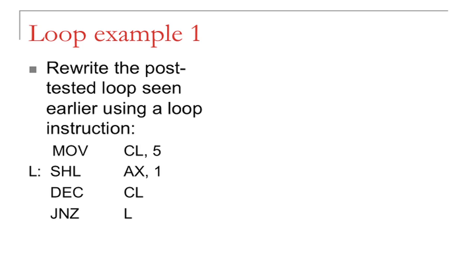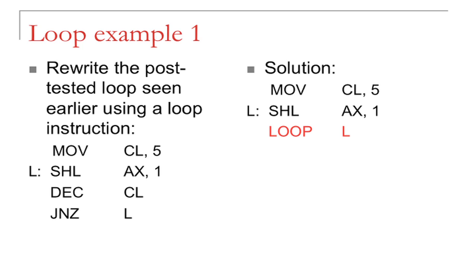So if we want to rewrite this example that we saw earlier, we can use the loop instruction to combine the last two instructions, decrement and JNZ. So what will be the new instruction? The loop instruction we use in this example. It will be that simple, just loop L. Just use loop with the target, and target is L, the label here.